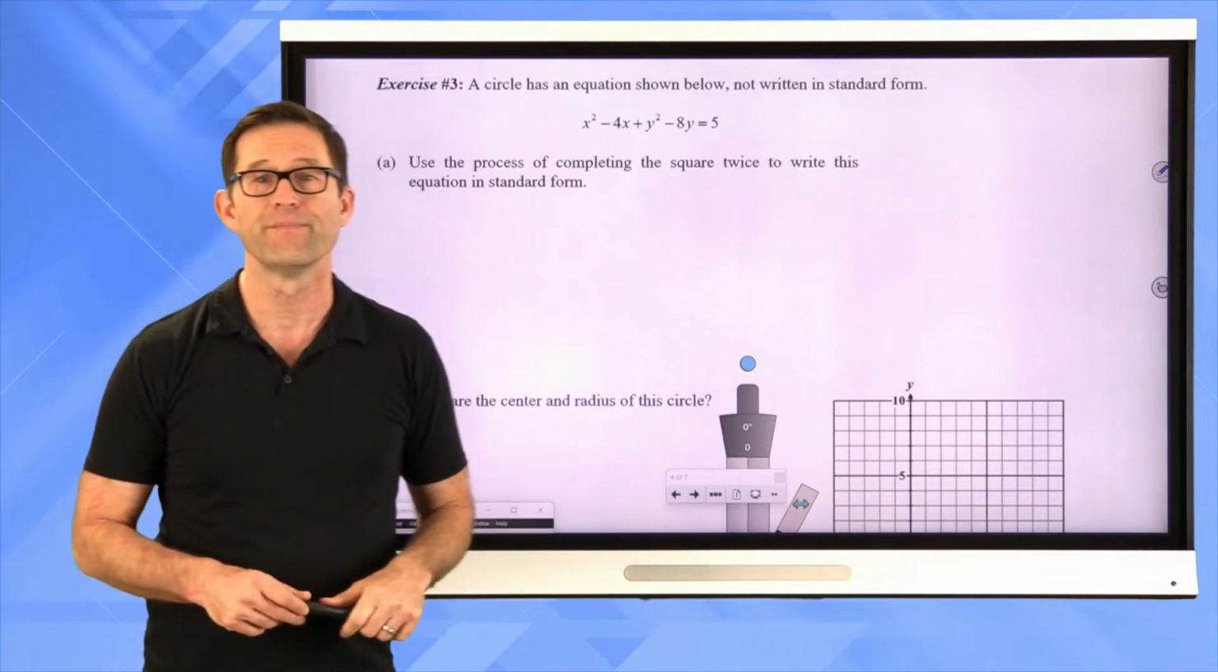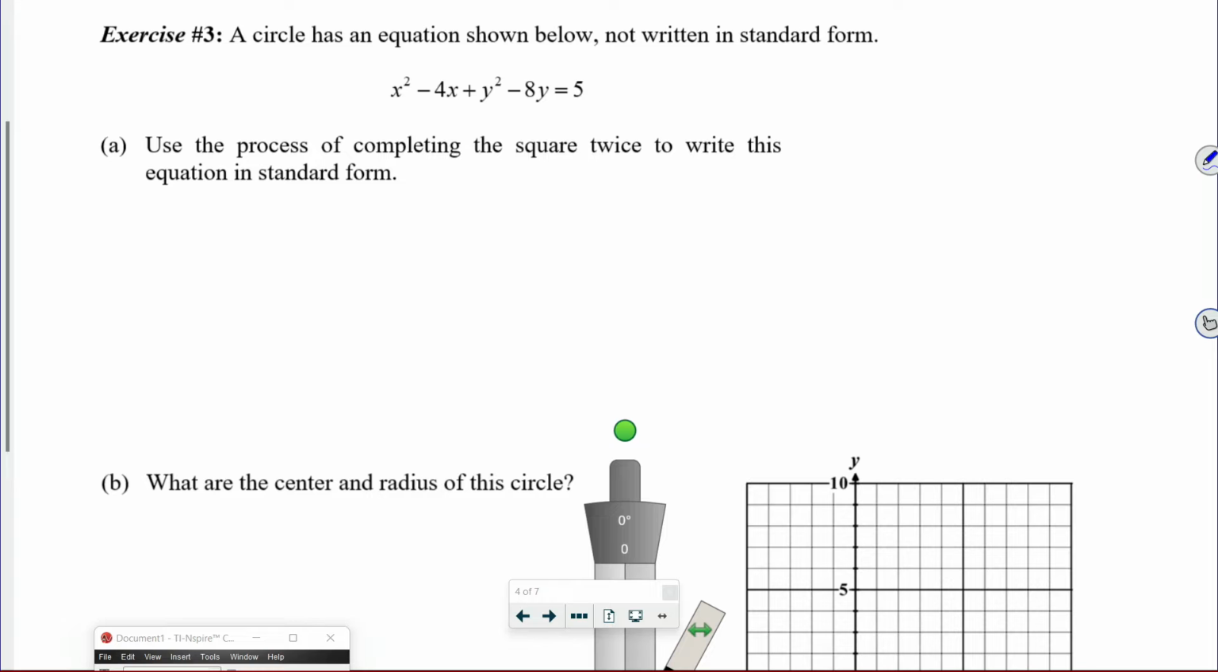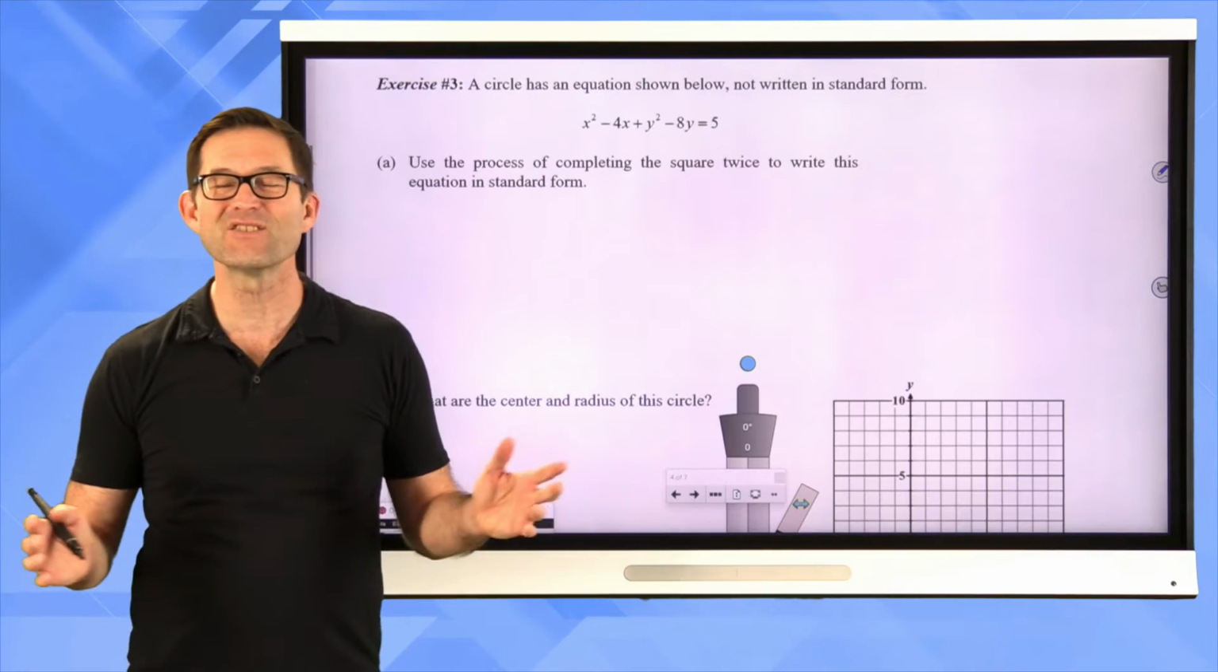Exercise number 3. A circle has an equation shown below not written in standard form. x squared minus 4x plus y squared minus 8y is equal to 5. Letter A, use the process of completing the square twice to write this equation in standard form. All right, this is really cool.